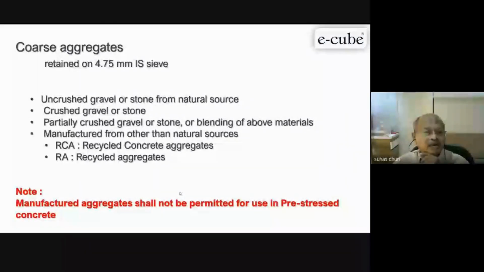Now in coarse aggregate, we have material which is retained on the 4.75 mm sieve, and that is also the same: crushed gravel or stone from natural source, partially crushed gravel or stone, or a blending of those materials can be used. All manufactured aggregate other than natural sources, RCA or recycled aggregate. Now here an important note: manufactured aggregate like this, whatever we indicated, shall not be permitted for pre-stressed concrete. So this you have to remember always.